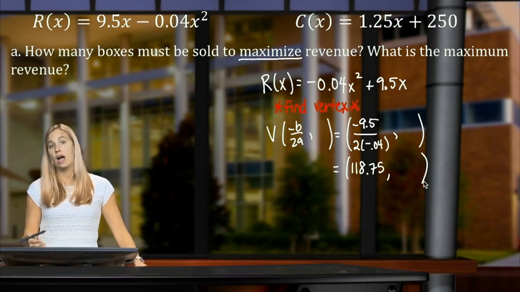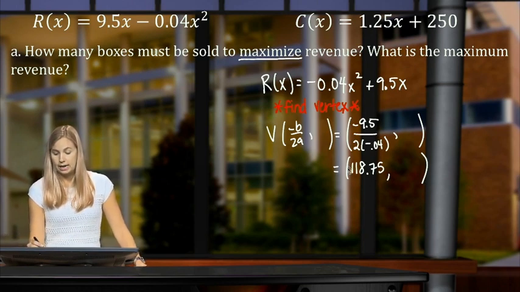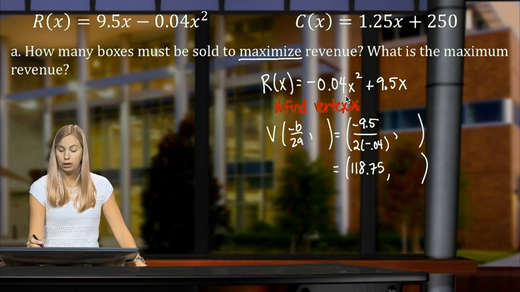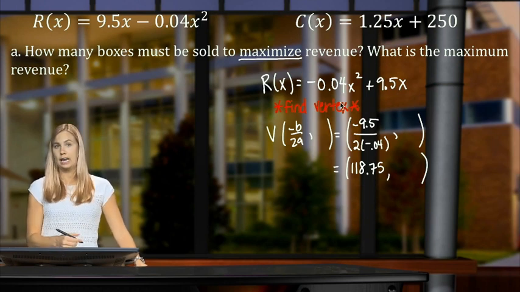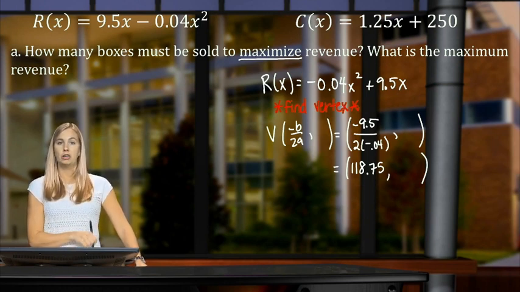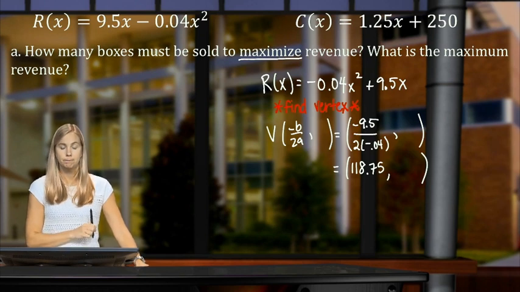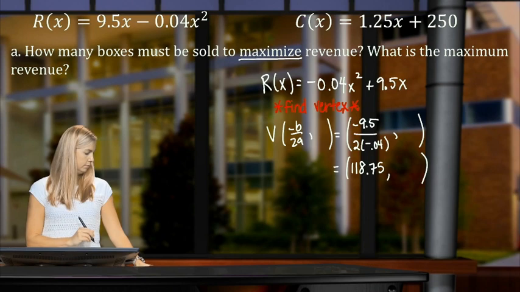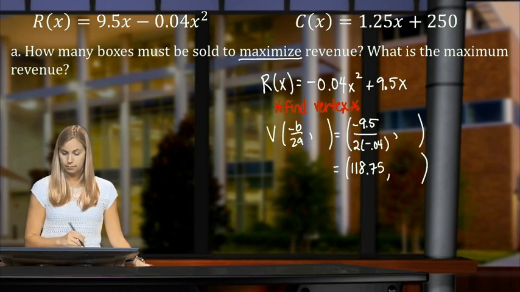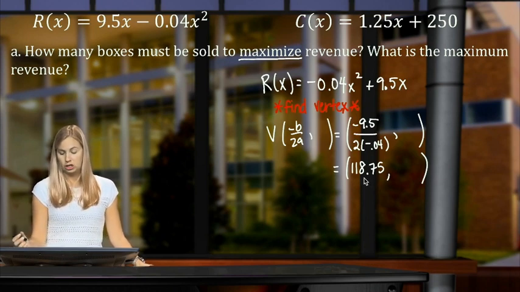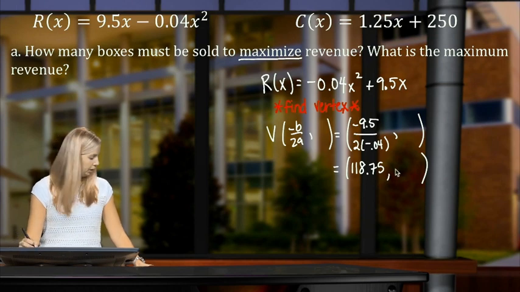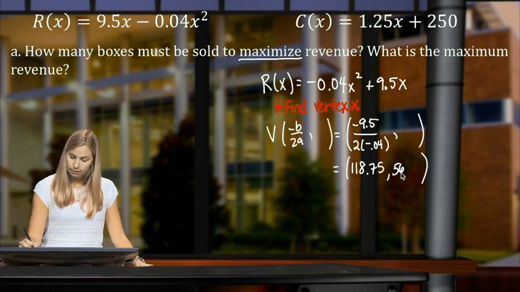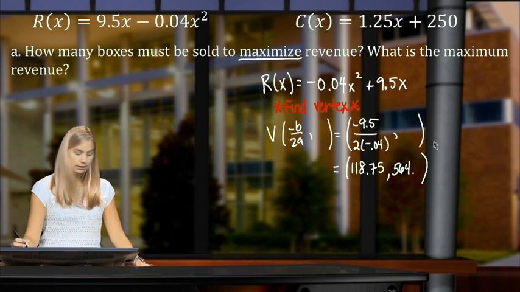And now to find the y value of your vertex, go ahead and take this value of x and plug it into your function. So take a second now, maybe hit pause, type this into your calculator, make sure that you can evaluate it correctly. And when we evaluate our function at this 118.75, we get 564.06.